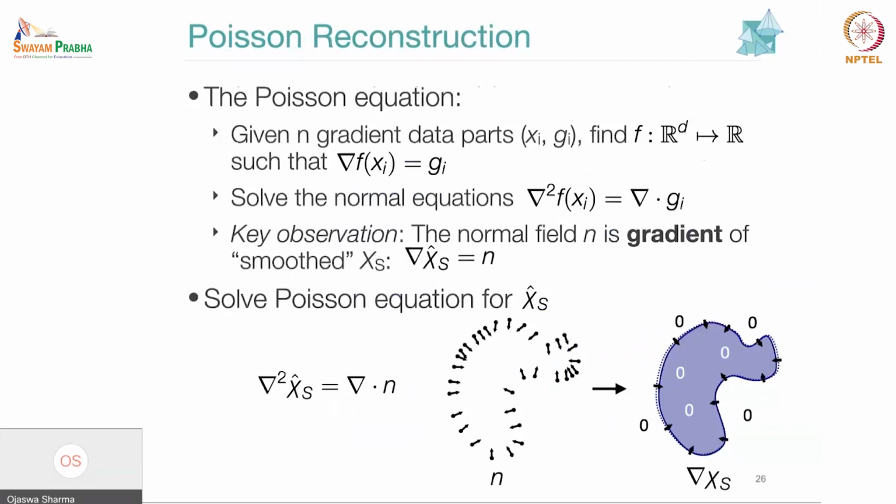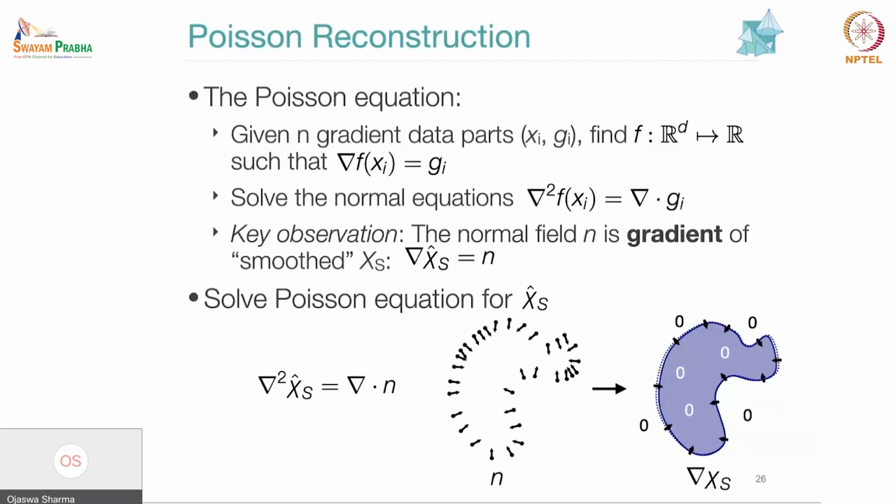Right. Anyway, so if you're given n gradient data points, that is a point and its gradient, that is its normal, you want to find a function f such that the gradient of the function at the given data point is the given gradient. So grad f of xi equals gi. This is what you want to satisfy, right? You are given xi and gi. Xi is a point and gi is the normal vector or the gradient at that point. So you want to recover a function f such that the gradient of f at xi equals gi, right?